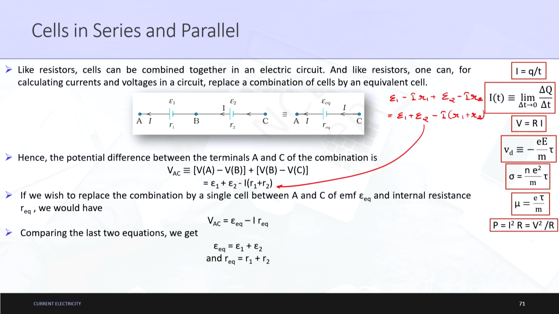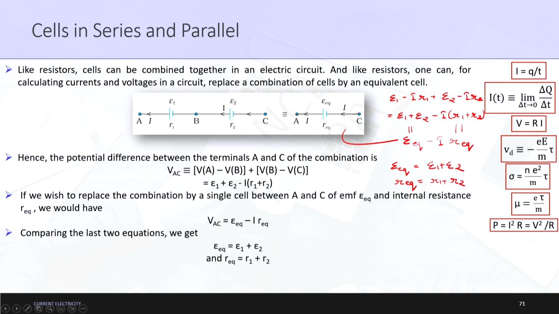Now, if we wish to replace the combination by a single cell between A and C of equivalent EMF epsilon EQ and internal resistance R EQ, then, quite evident, suppose these are the same AC points here, we can find the potential difference between A and C to be equal to epsilon equivalent minus I into R equivalent. So, comparing both these equations, we can find that the equivalent epsilon is equal to epsilon 1 plus epsilon 2, and the equivalent internal resistance is equal to R1 plus R2, and hence this is the complete concept of cells in series.